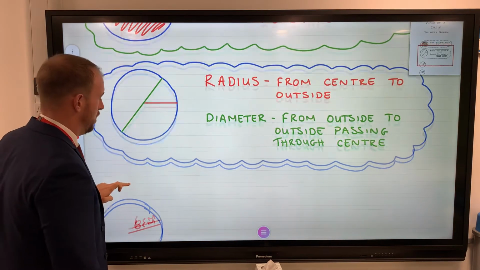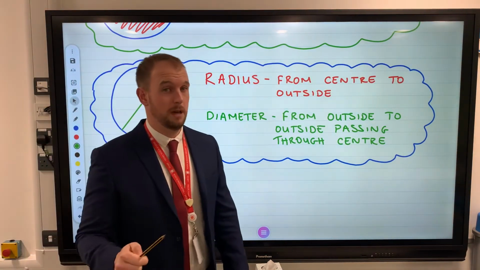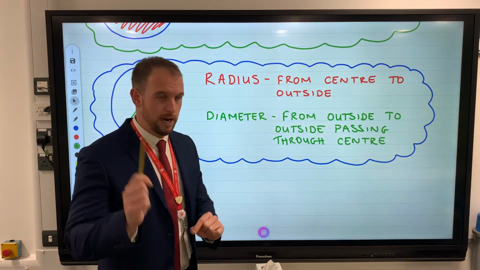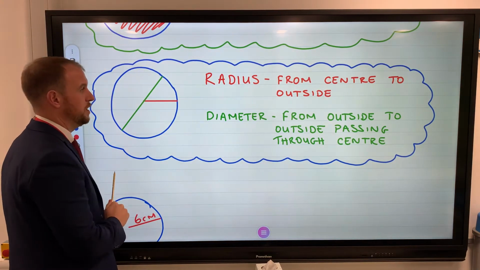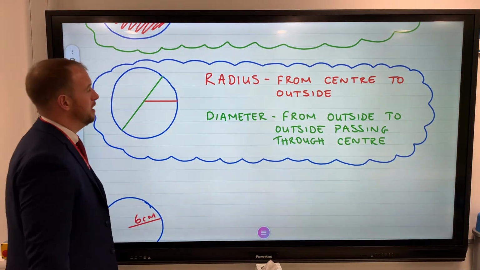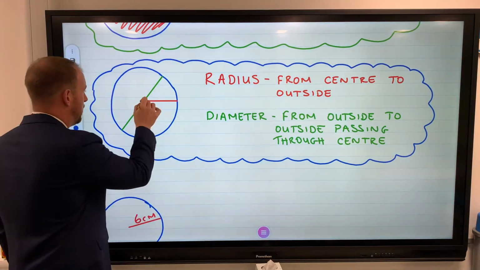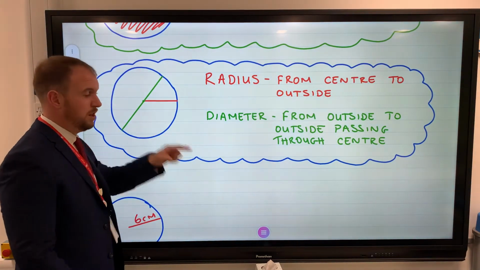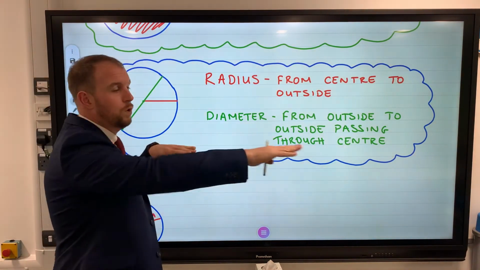Before we look at calculating the area here, there are certain lines in a circle of which we need to be familiar with. Okay, those two being the radius and the diameter. Now the radius, as you can see here with different colours, is from the centre of the circle to the outside on a straight line. The diameter is from the outside to the outside in a straight line, but passing through the centre of the circle. So the radius looks like Pac-Man's mouth when you draw a circle with just a radius, and then the diameter is all the way across.